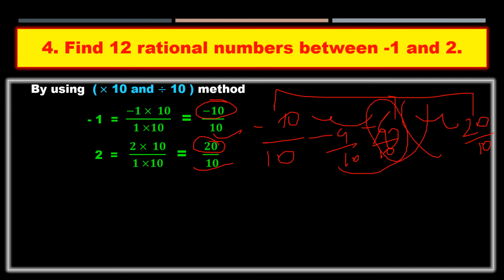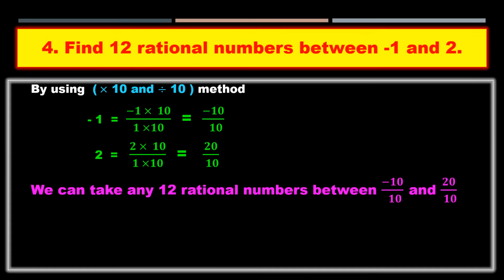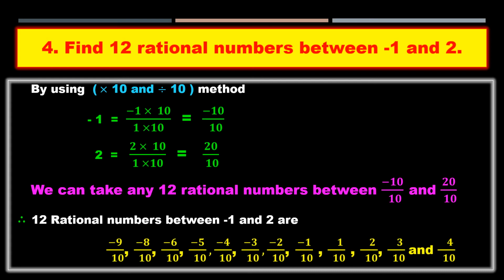0 by 10, even 0 you can include because it is a rational number. 0 is also a rational number. Next 2 by 10. So you can write any 12 rational numbers between these two numbers. So the 12 rational numbers between minus 1 and 2 are minus 9, minus 8, 6, 5, 4, 3, 2, 1 by 10. Here I didn't take 0, you can take 0 also. Then 1, 2, 3, 4 by 10. Here you asked only for 12, so I wrote only 12 rational numbers.